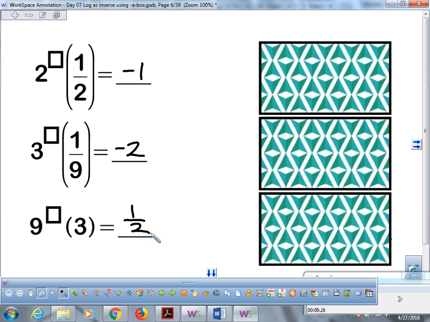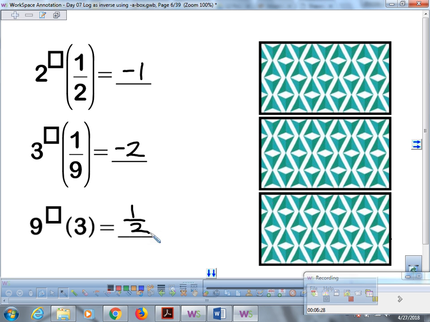Right? 9 to the 1/2 is just like putting a square root over 9. Are we okay? We need to absorb that for a second. That's a harder one to see. Next.